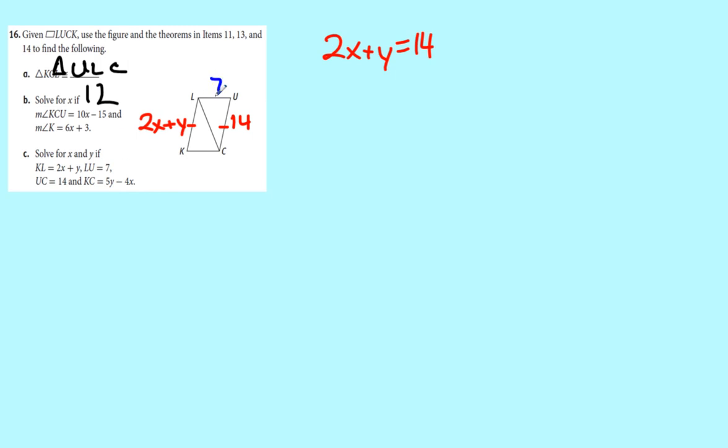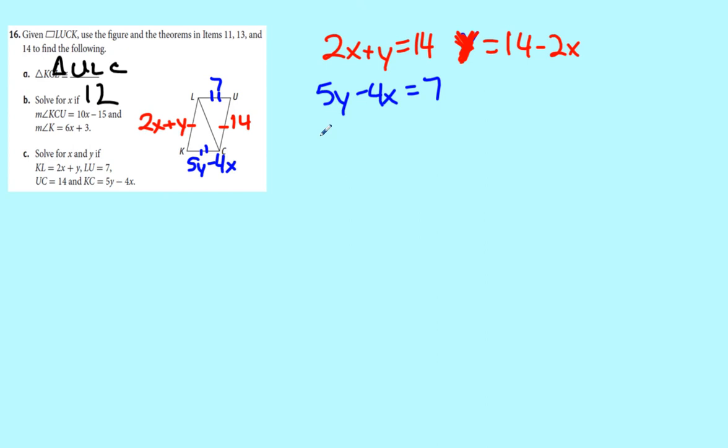Alright, then we could say LU is 7, and KC down here is 5y minus 4x. And these two are equal, are congruent. We can say 5y minus 4x equals 7. Then we just got to figure out how we want to solve this. Let's go with substitution, because we got a y sort of hanging out by itself here. So if I move this 2x to the other side, I get y equals 14 minus 2x. So now anytime I have a y, I can replace it with 14 minus 2x.